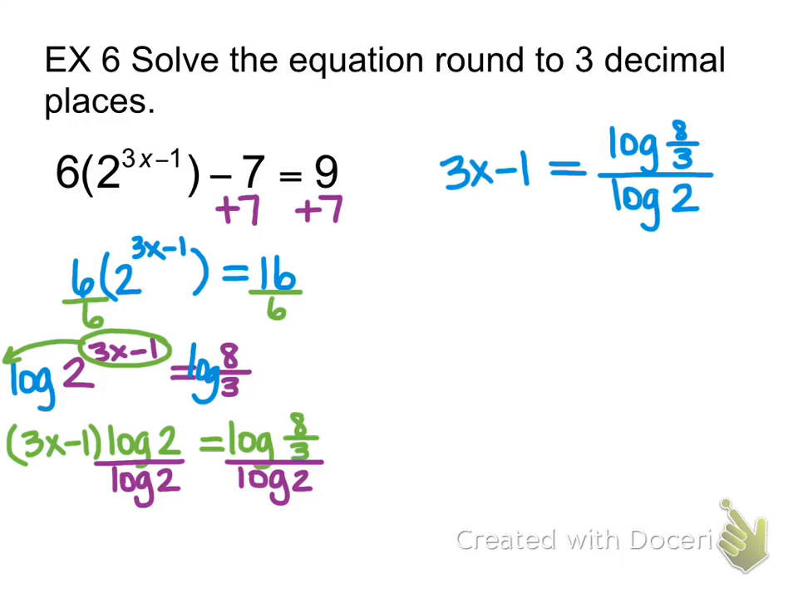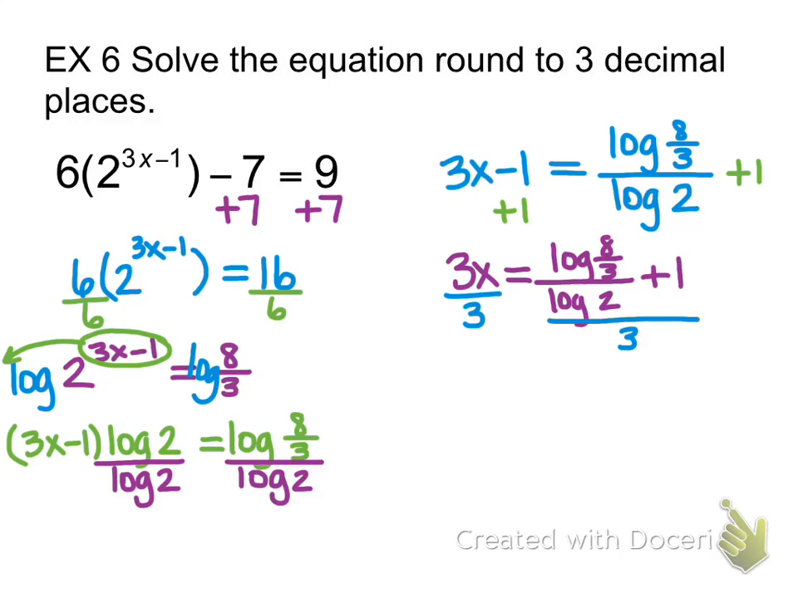Well, I'm still trying to get x by itself. So my next step would be to add 1 to both sides. So now 3x equals log of 8/3 over log 2 plus 1. Then I need to divide by 3 on both sides. So x is equal to log of 8/3 divided by log 2 plus 1, all divided by 3.